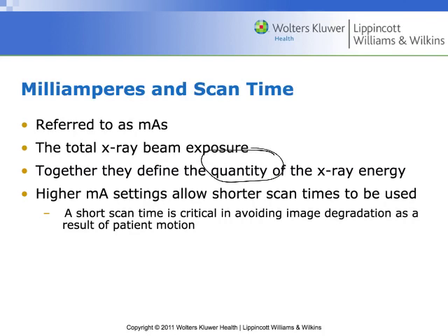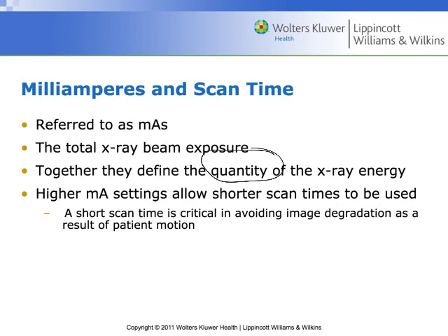And we can actually do calculations to determine at certain MA settings how many electrons or how many photons could actually be produced. And it's millions. It's hundreds of millions of photons being produced when we turn this thing on. The higher the MA setting, the shorter we can make the scan time. So if we crank up the MA, we can crank down the time, and have the same kind of technique.